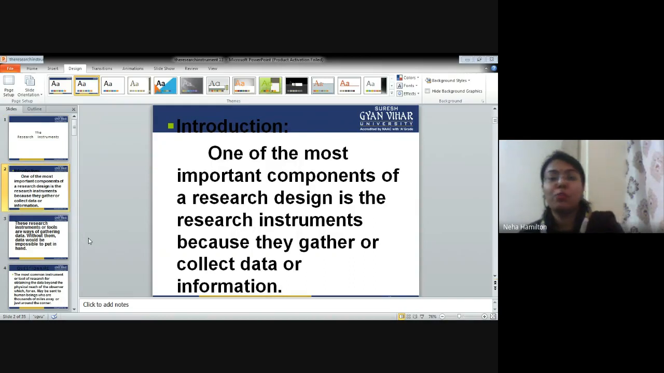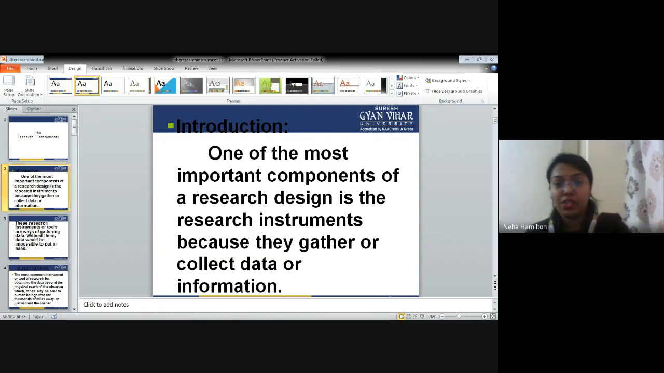One of the most important components of a research design is the research instrument, because they gather or collect data or information. As I have discussed with you, a research instrument is basically a medium. It is a tool for data collection. It is a tool for data gathering, right? So it is one of the most important components of research design.